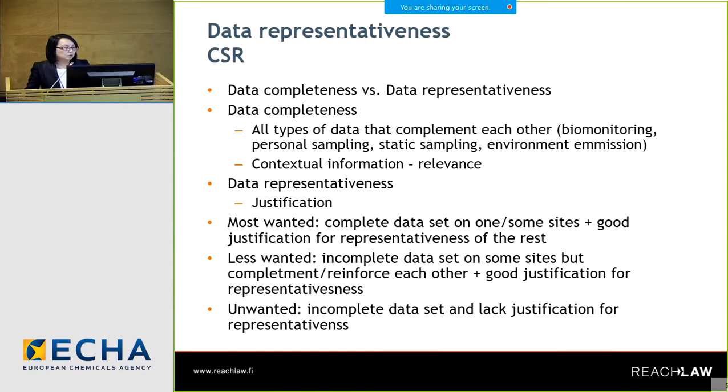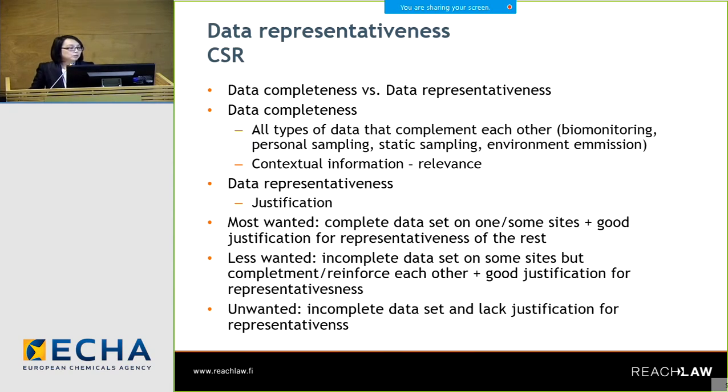Because what we have seen is that when the committee makes decisions, if you have a limited number of data points, then they look at other types of data to see whether they confirm your estimation or not. That's why different data will help to complement each other.